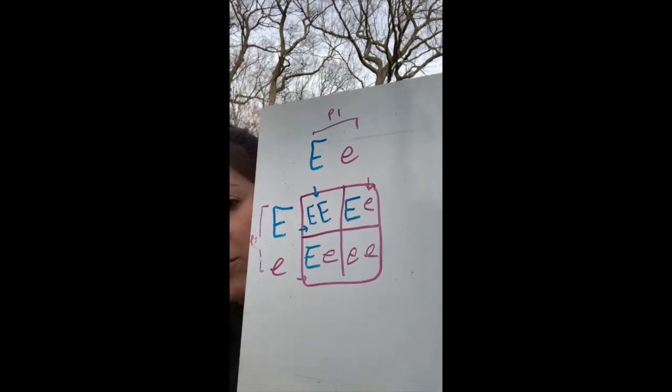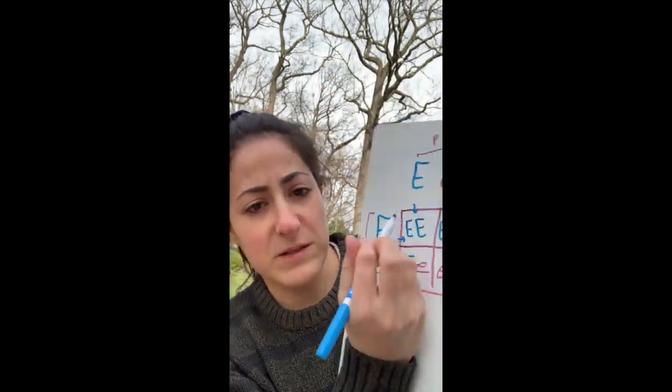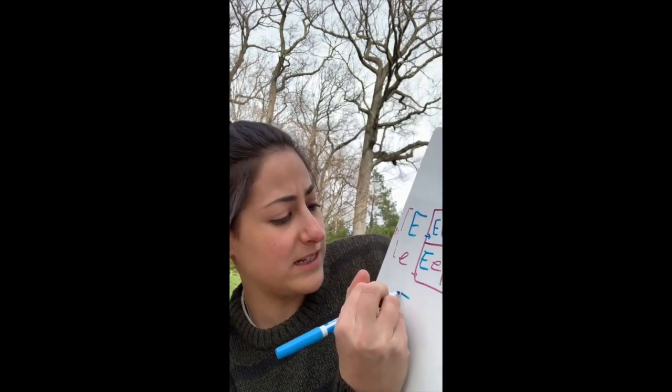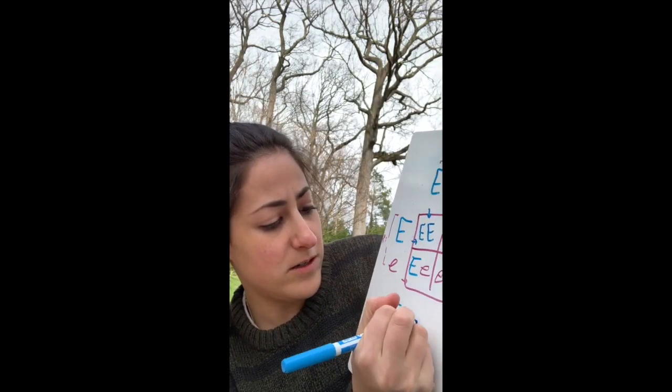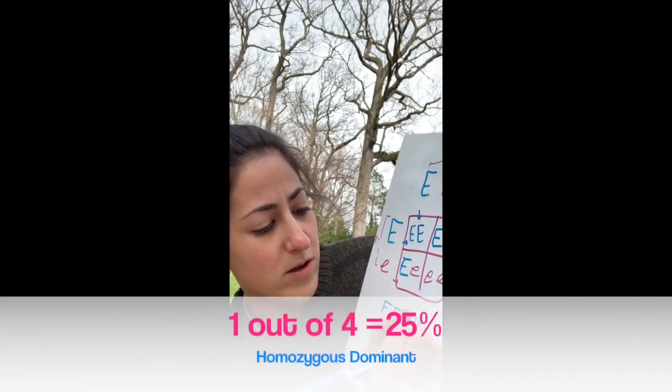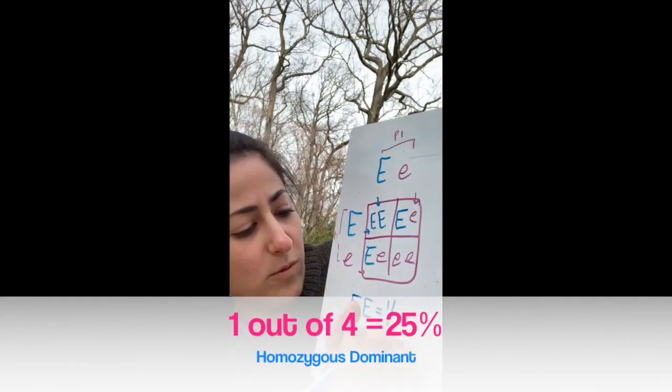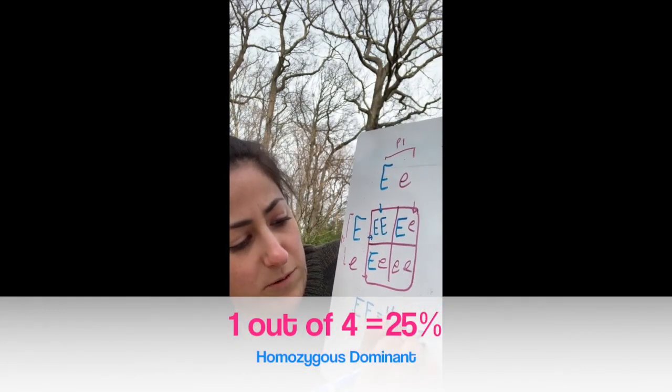So with this one, let's do our percentages. We have 1 out of 4 of these boxes is homozygous dominant. So that's 1 out of 4, or 25%.